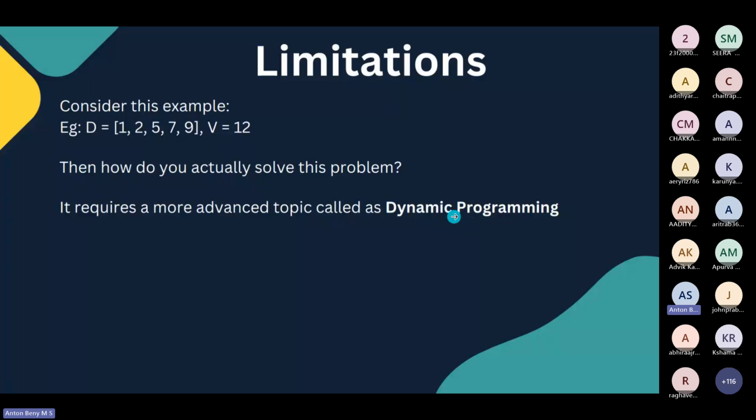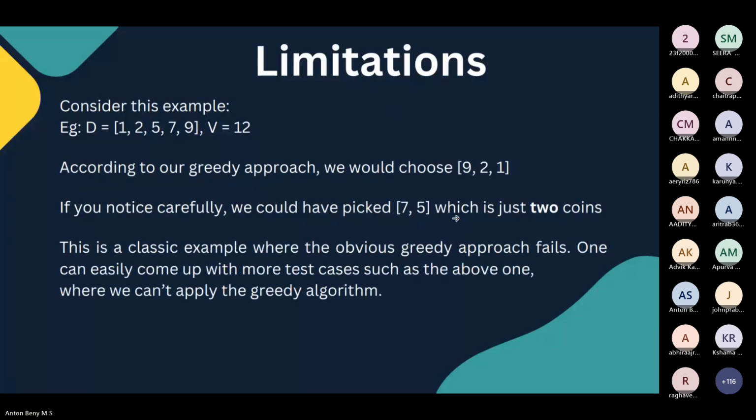Okay, I'll repeat this once more. Look at this. You need a value of 12 and you have infinitely many coins of 1, 2, 5, 7, and 9. And the greedy approach we discussed was we'll greedily choose the highest value coin that we can take.